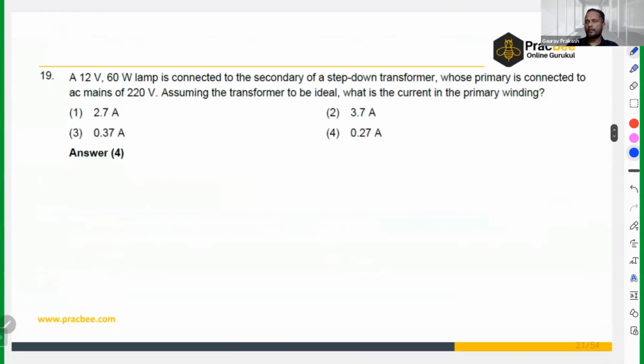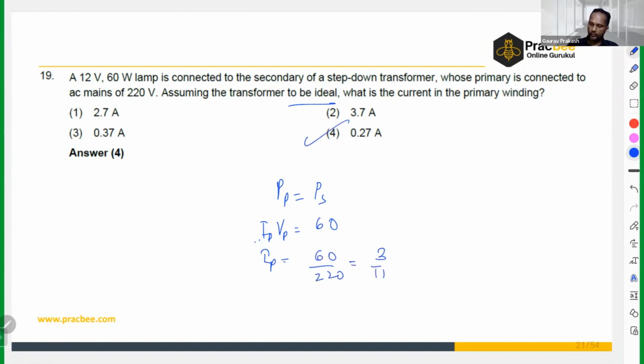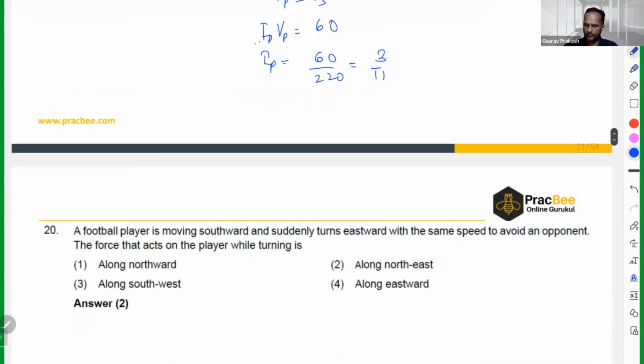Now we have another question from class 12. This is from AC circuit again, a transformer question. We have been given an ideal transformer. In an ideal transformer, power in primary and power in secondary is the same. There is no loss of energy. So I can say that I into V, that is current in the primary into voltage of the primary, is equal to power of secondary, which is 60. So IP is 60 divided by 220, which is 3 by 11, and 0.27 ampere is the correct answer.